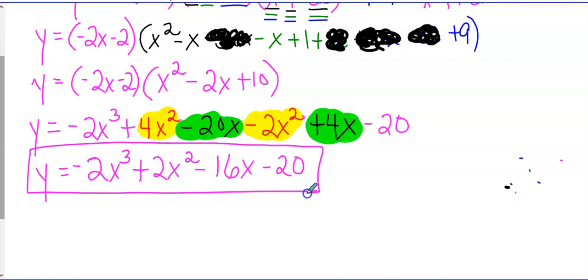And I know that was a lot of fun. So we'll work on these some more tomorrow. We'll do pages 5A and 5B classwork tomorrow.